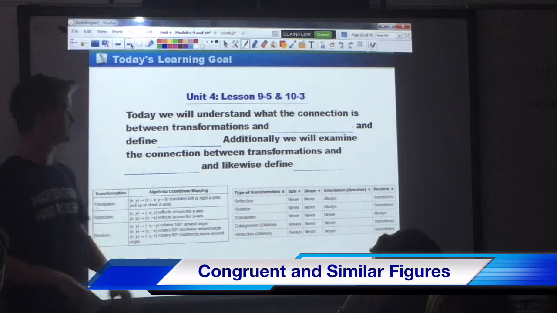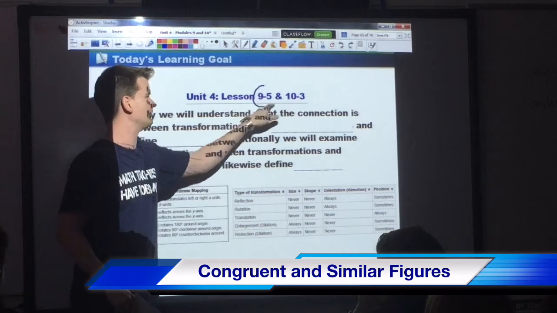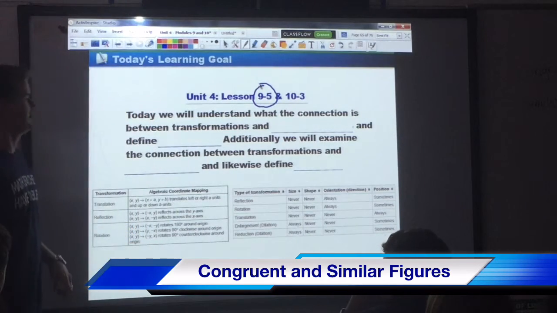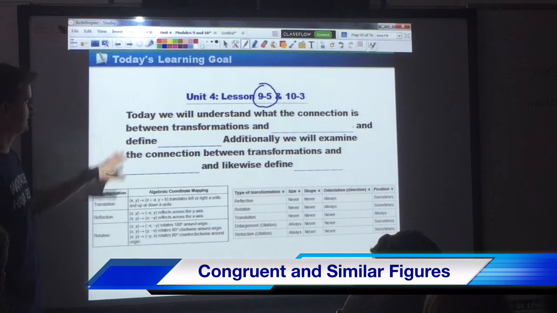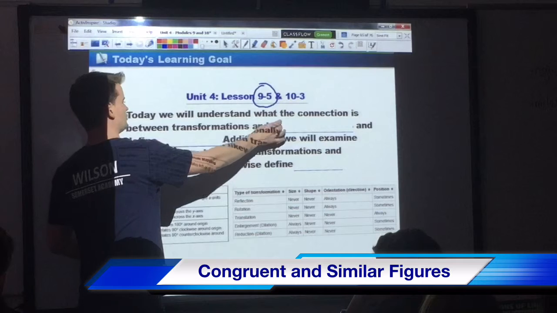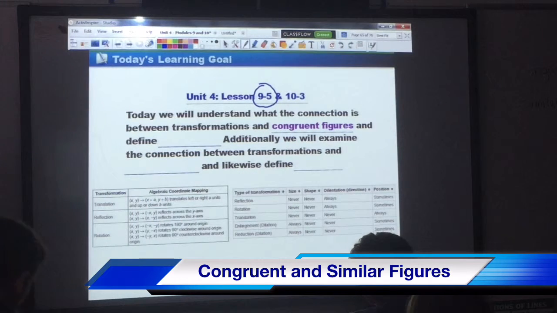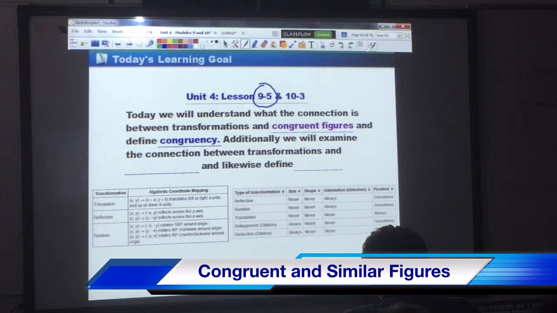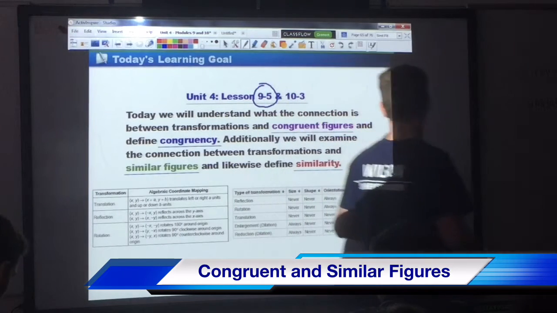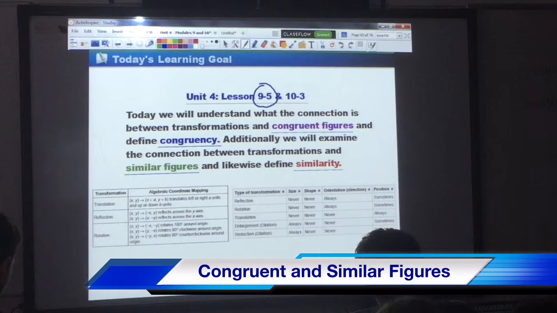We're going to finish up Module 10. We can slide back into Module 9.5 for a second to finish that up. And when we're done with this, it's almost test day. Today we will understand what the connection is between transformations and congruent figures, and we will define congruency. Additionally, we will examine the connection between transformations and similar figures, and then we'll define similarity.